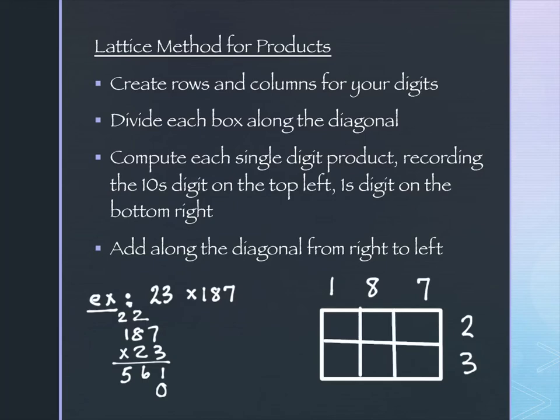If you had done the 23 on the top and the 187 on the side, it would simply be 2 columns wide and 3 columns long. It doesn't make any difference. And then what we're going to do is we're going to split each of these boxes diagonally.